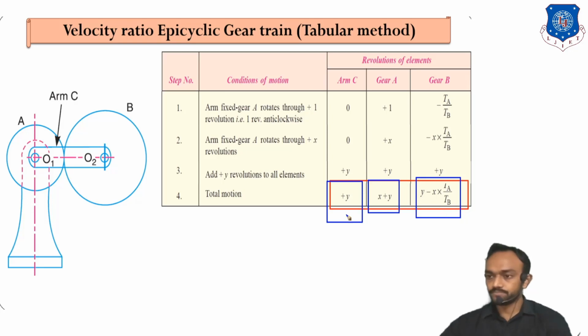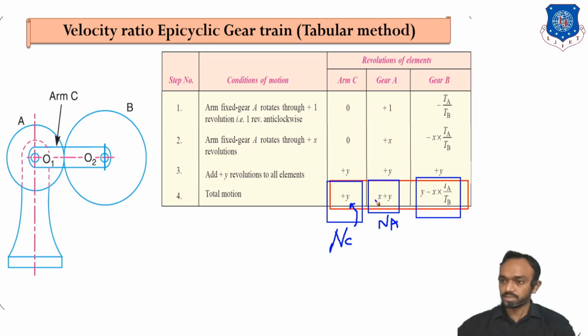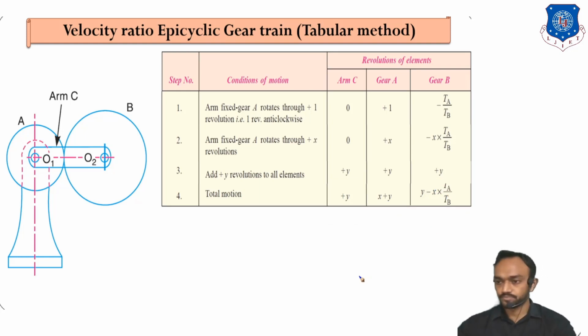Plus y, x plus y, and y minus x TA upon TB. What do they indicate? Whenever I have some data and want to find the RPM of C, it will be considered as plus y. If I want the RPM of A, it is considered as x plus y, and if I want to find the RPM of B, it will be considered as y minus x TA upon TB. Okay, clear up to this point?